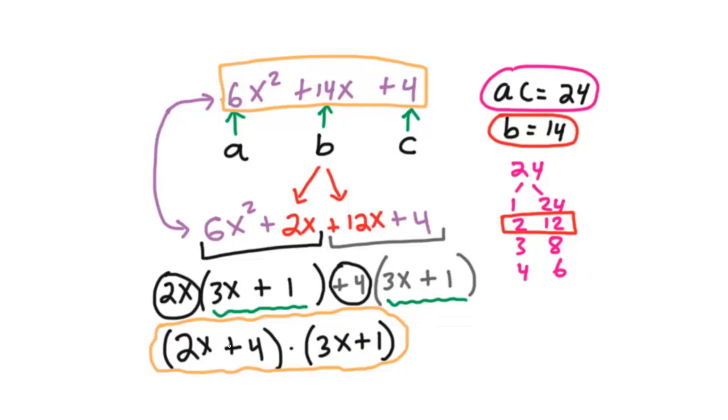Now we can double check our answer by using the FOIL method to FOIL the two binomials down here. So if we were to do that, this will equal 6x squared, right? Because 2x times 3x gives you 6x squared, and then 2x times 1 gives you the 2x, and then 4 times the 3x gives you the 12x, and then 4 times the 1 gives you the 4.